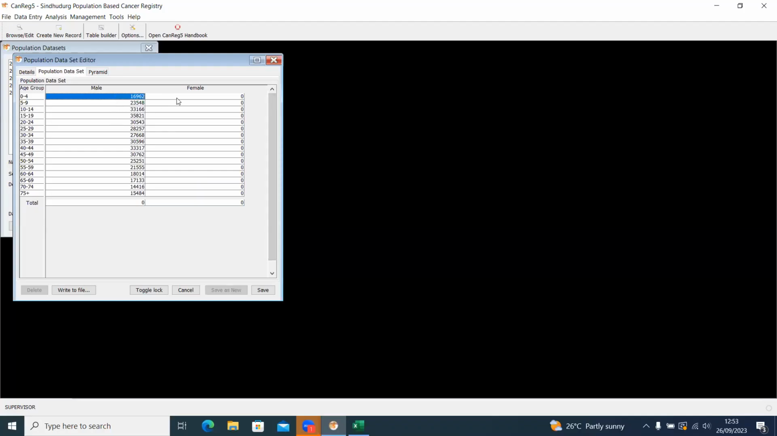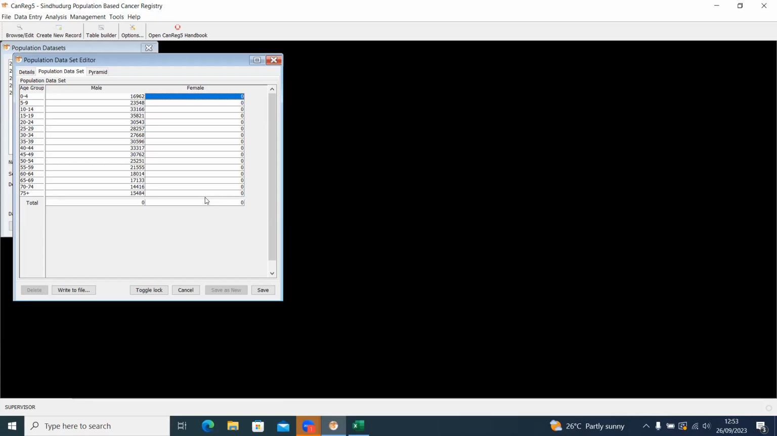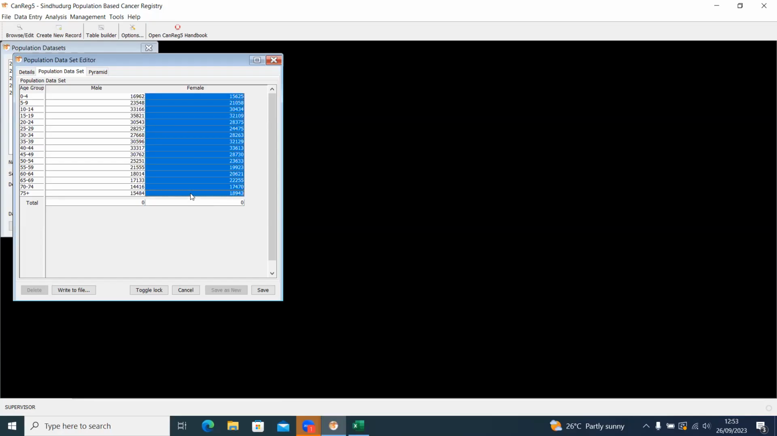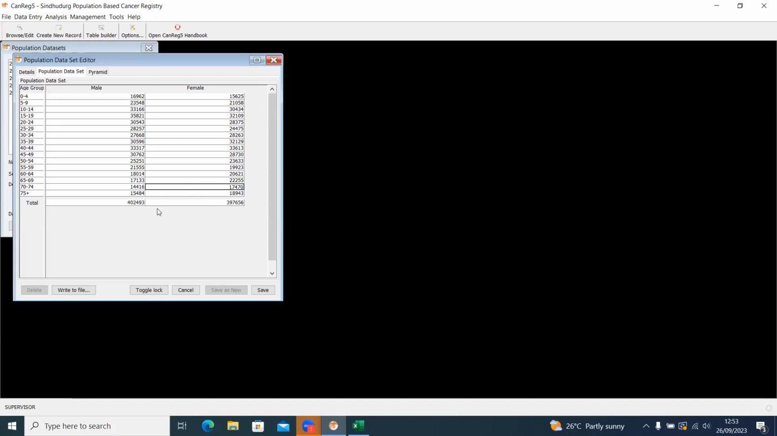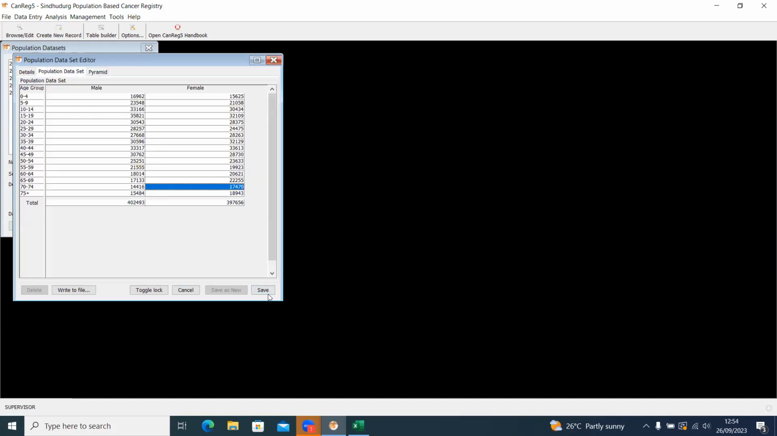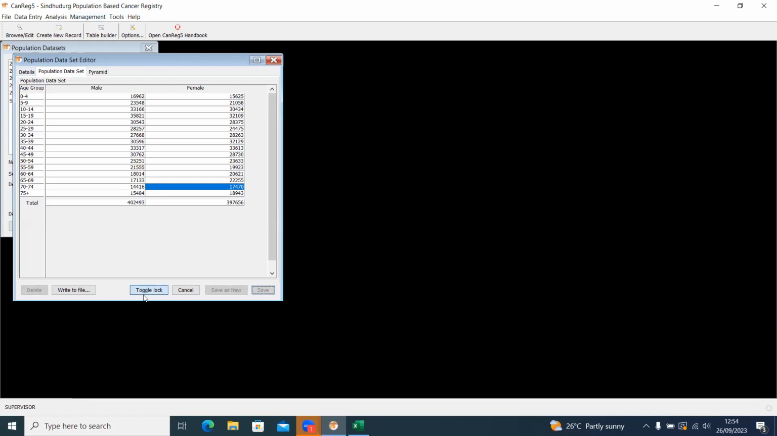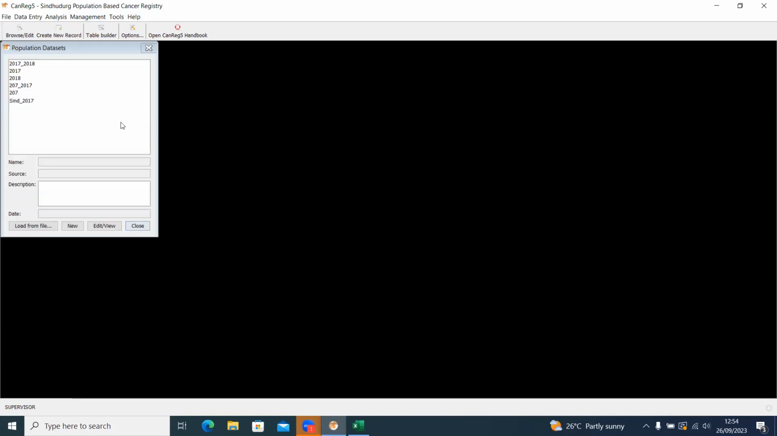I will paste it. Similarly, for females, I will select the age groups. I'm pasting. If I double click, I get the totals as well as the pyramid. I'll just save this data set. So this data set has been successfully saved. Now this data set I will use once more for calculation of my rates.